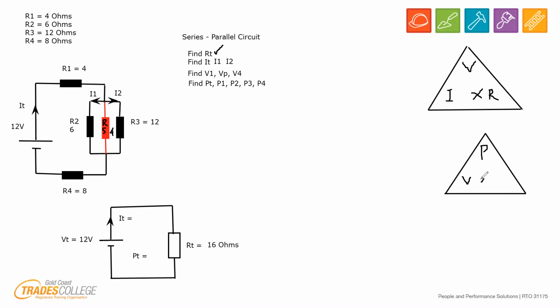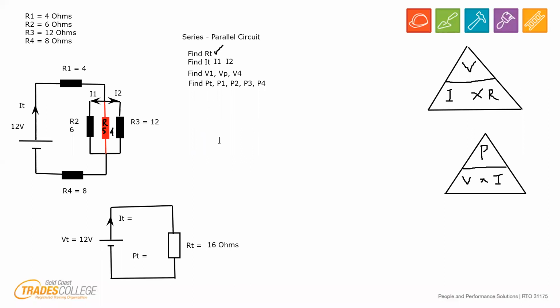Now, if you're not sure, which you should be at this point in the course, if I want to find any one of these values in the triangle, for example I, then I cover I so I can't see it, and that leaves me with V over R, or V divided by R. If I want to find R, I cover it: V divided by I. And finally, if I want to find V, I cover it: I times R. That's a quick recap.